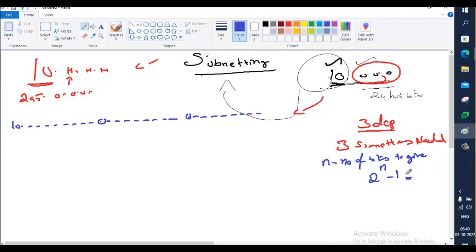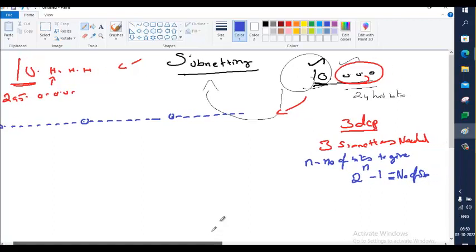Then the end result will be, if you apply some number, you will get the number of subnets. See, it's very easy. Don't think it's some big formula. You will see why this formula works very soon. Okay, so number of subnets.